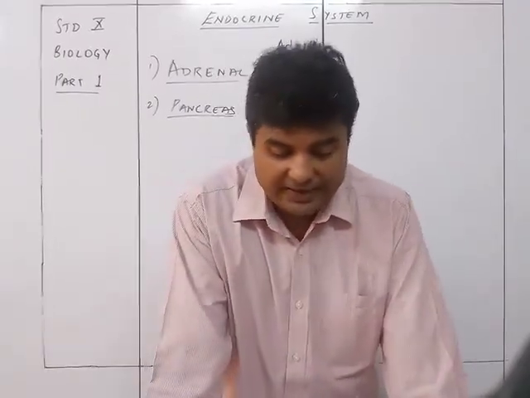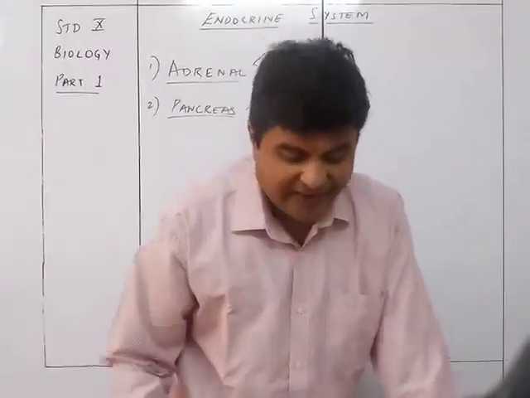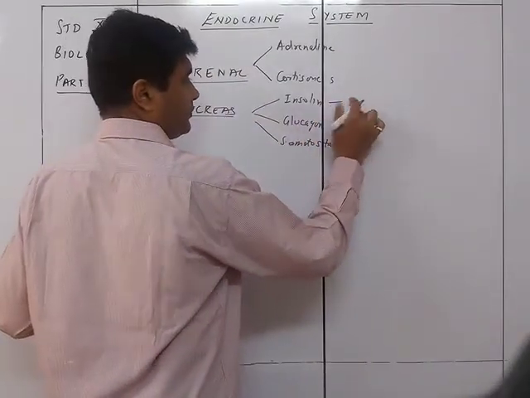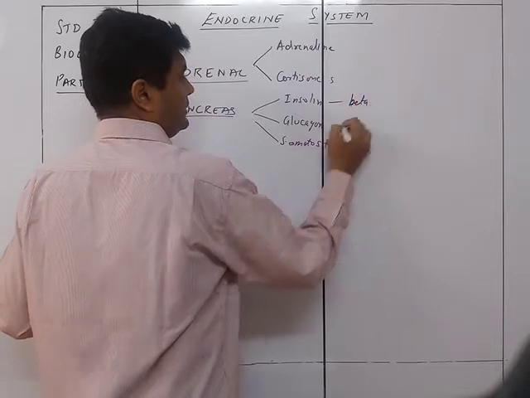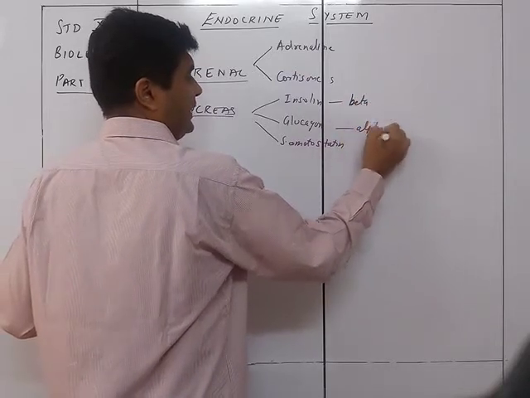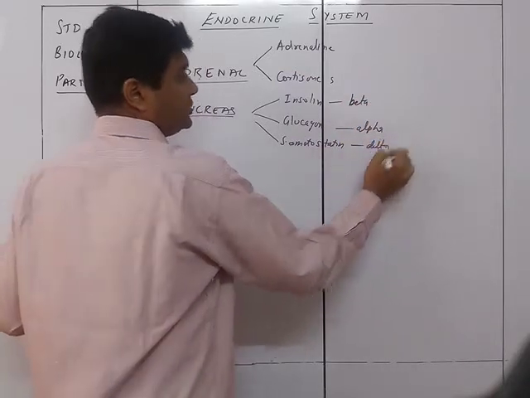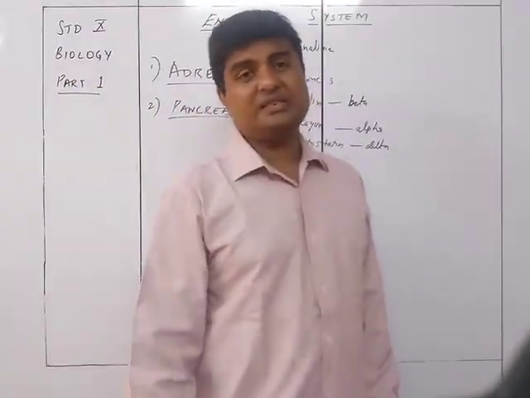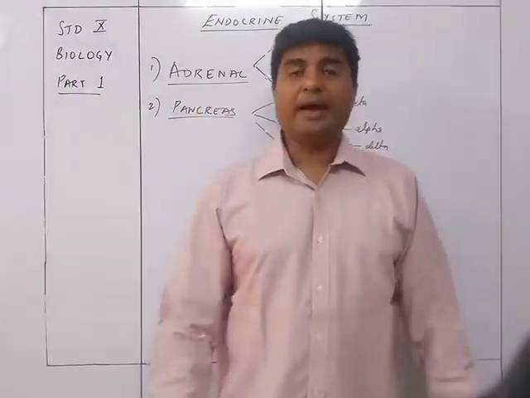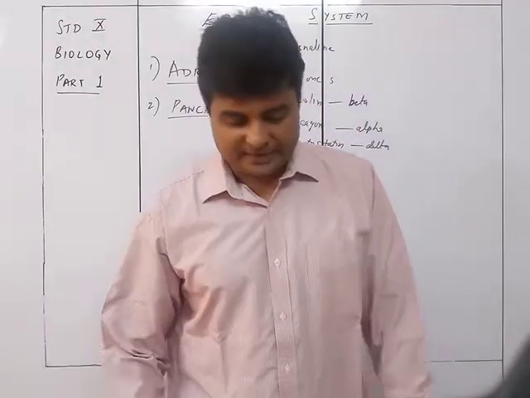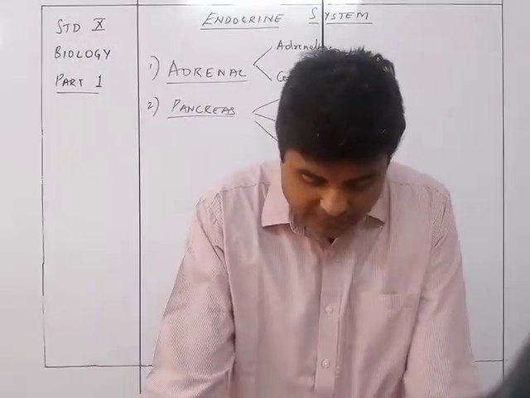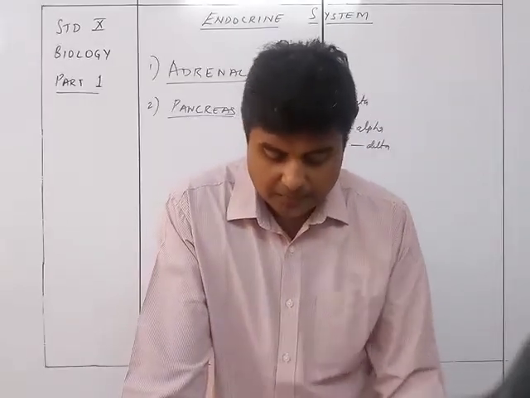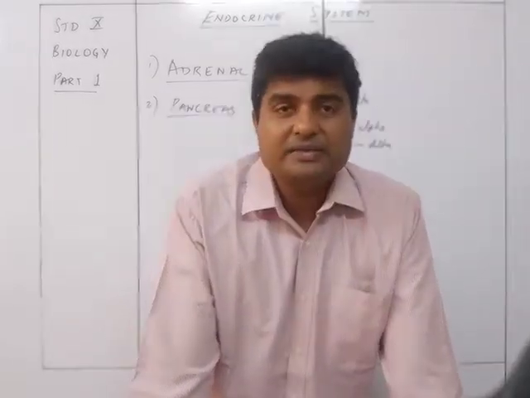Insulin, glucagon, and somatostatin are produced in three different kinds of cells: beta, alpha, and delta. So this one in beta, this in alpha, and this in delta. Beta cells produce insulin, alpha cells glucagon, and delta cells somatostatin respectively. Somatostatin is not in your syllabus, so we will not learn about that. Now we see what is insulin.